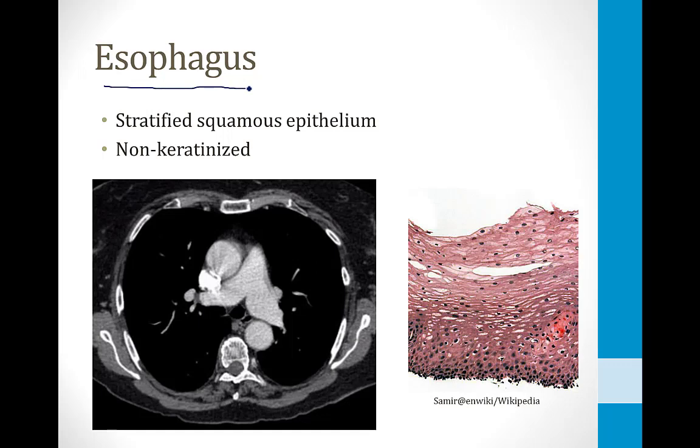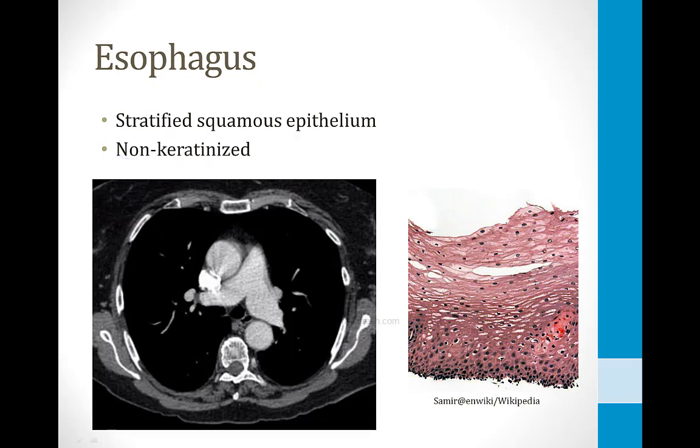And the mucosa of the esophagus is the simplest one to understand. It is stratified squamous epithelium. This is a picture of it over here. It's relatively straightforward to recognize because it doesn't have some of the more detailed structures we'll see in other sections like villi and crypts and Peyer's patches and things like that. This is non-keratinized stratified squamous epithelium.